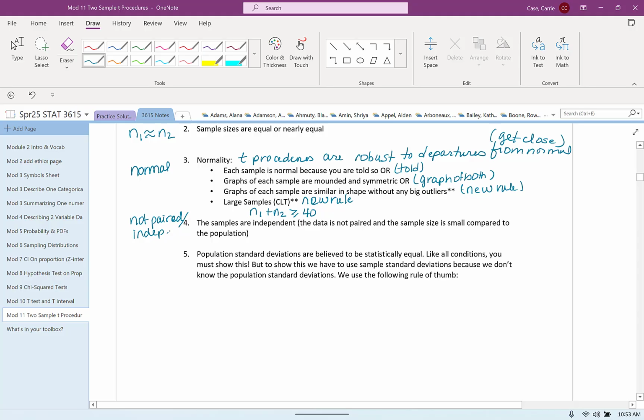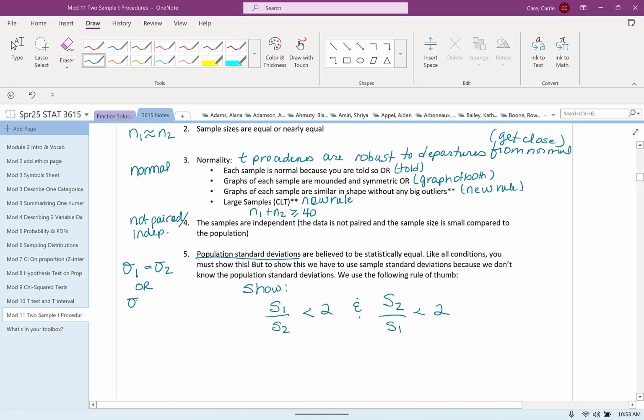And then the last condition we have to meet is population standard deviations are believed to be statistically equal. And like all conditions, you have to show this. But to show this, we have to use our sample standard deviations because we don't know population standard deviations. So we use the following rule of thumb. We're going to show that s1 over s2 is less than 2, and s2 over s1 is also less than 2. And by the way, this is population standard deviations are believed to be equal, so sigma 1 is equal to sigma 2.